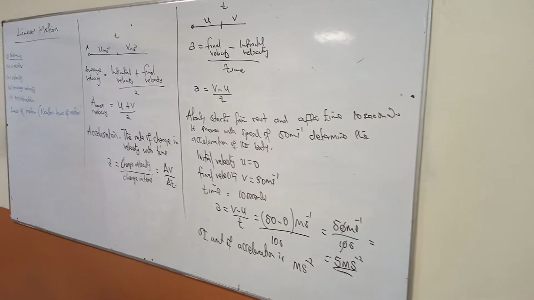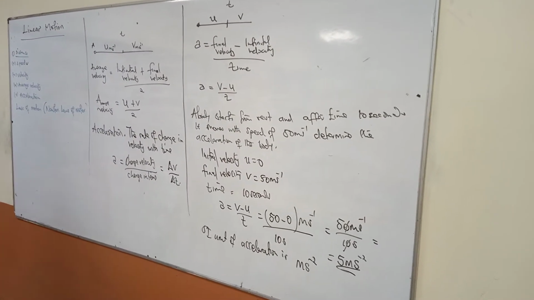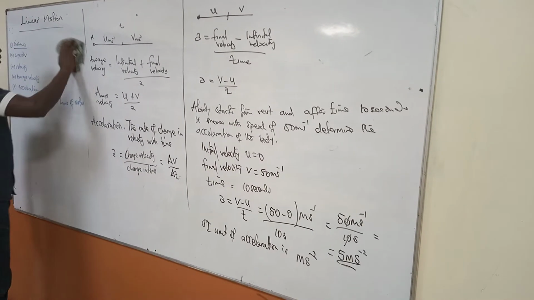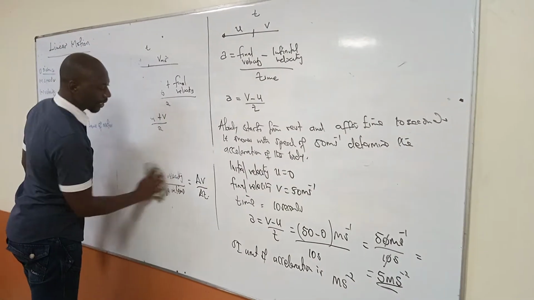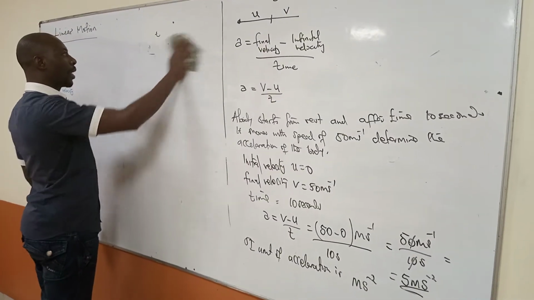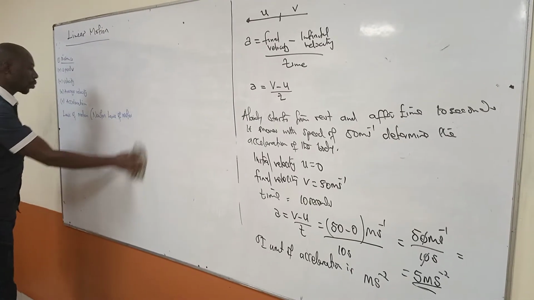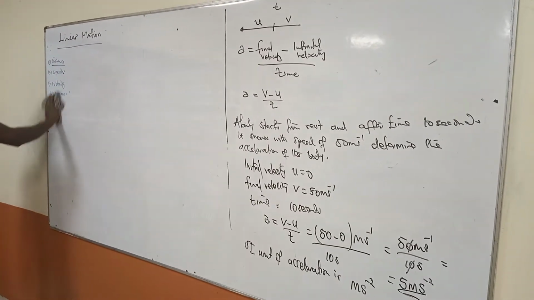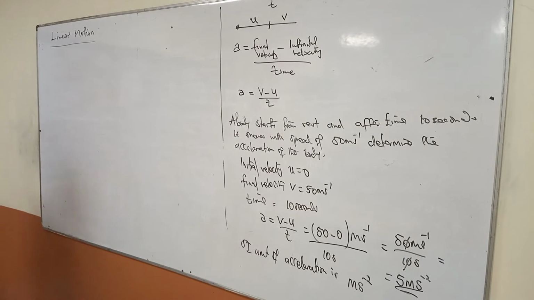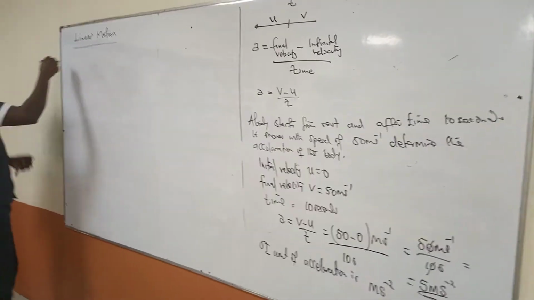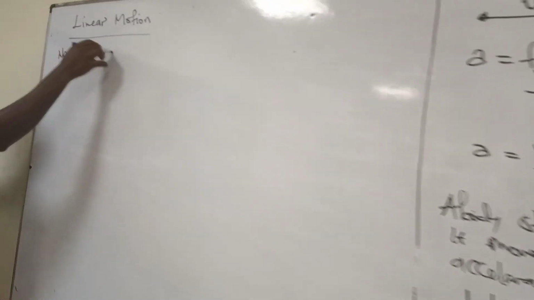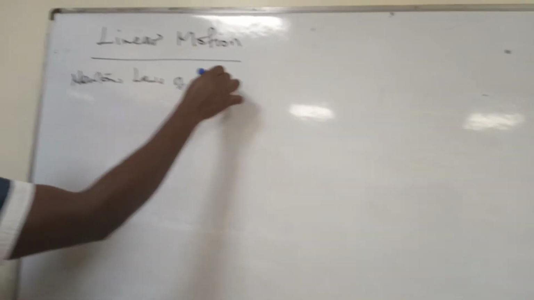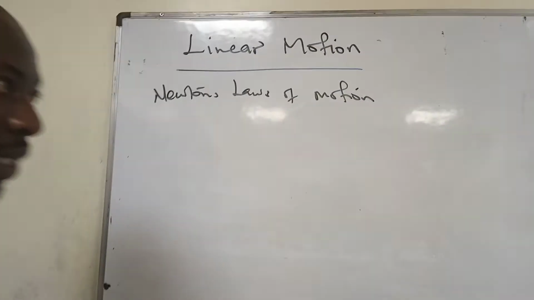Then somebody by the name Newton studied the relationship between these motions and the terms and came up with what we call the laws of motion, or Newton's laws of motion. Newton's laws of motion are derived as follows.